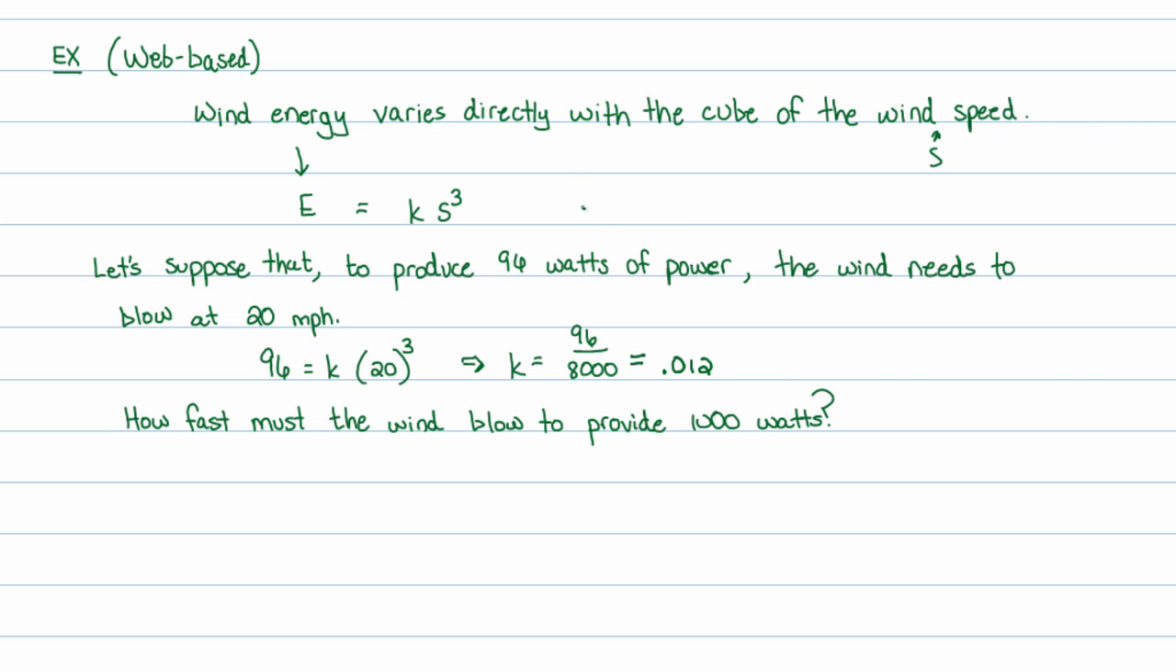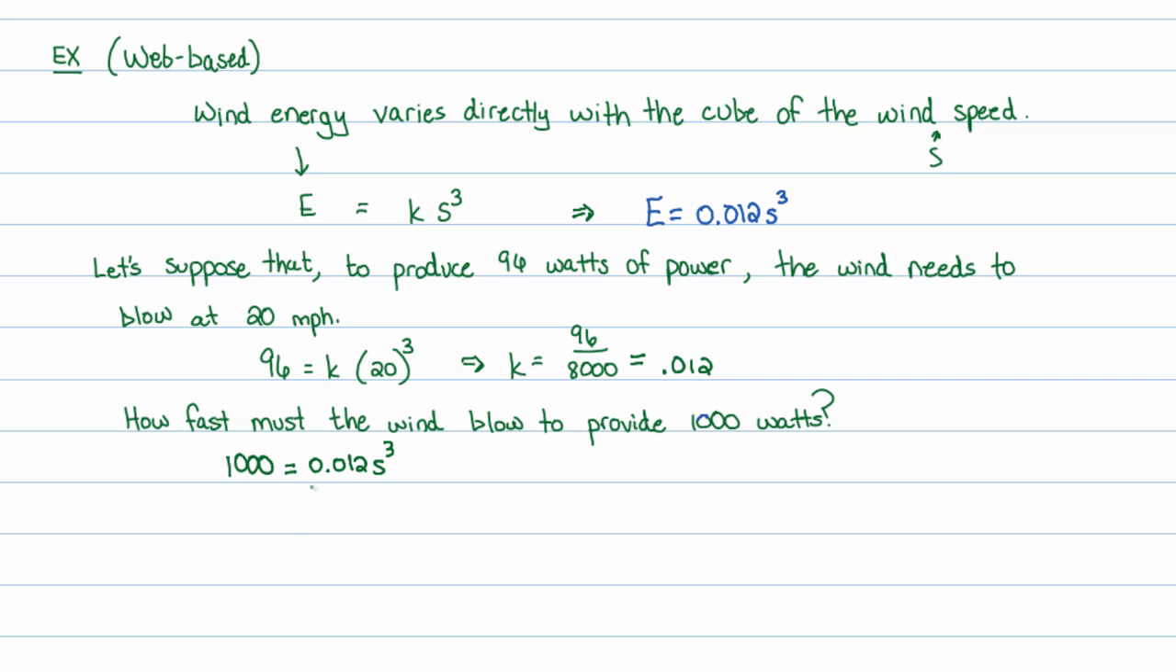So let me rewrite my equation here. I'll rewrite it in blue just to denote that it's our final equation. And now the question that I'm asking is how fast must the wind blow in order to provide 1,000 watts for some event? So let's find out how quick the wind must be blowing. Let E, the energy, equal 1,000, and solve this equation for S to find the wind speed.